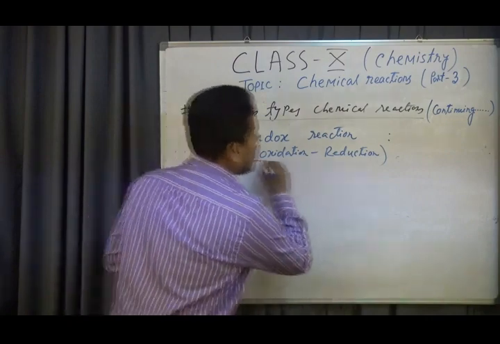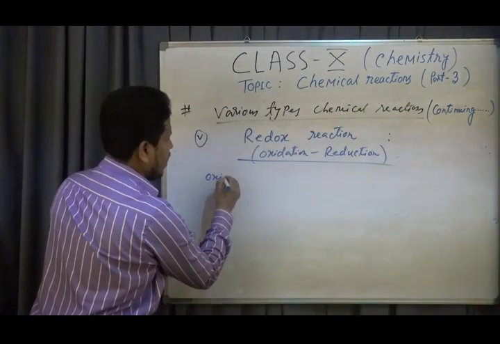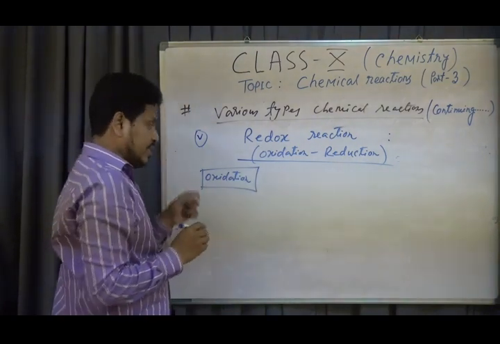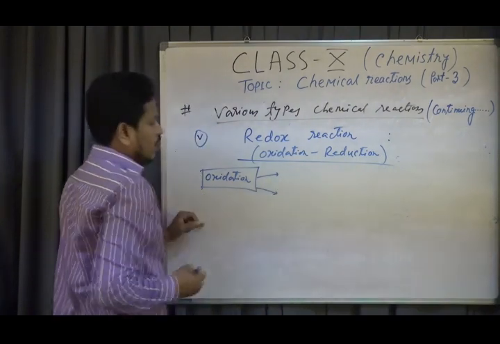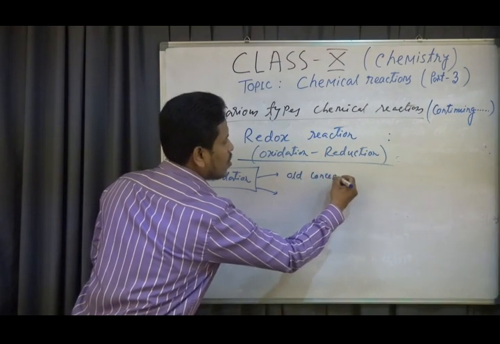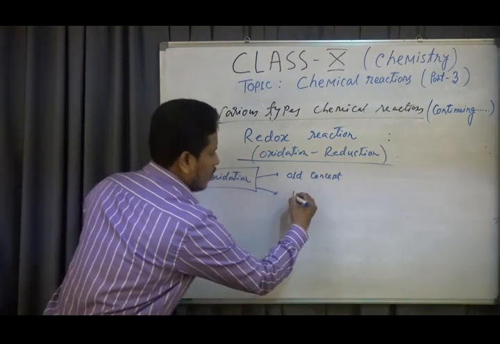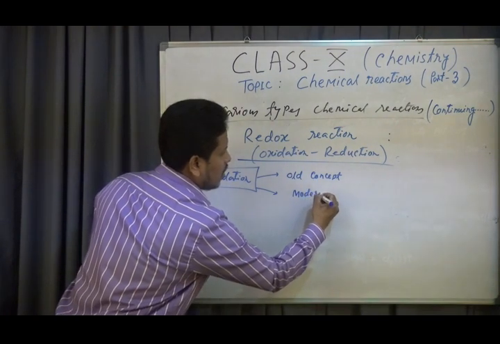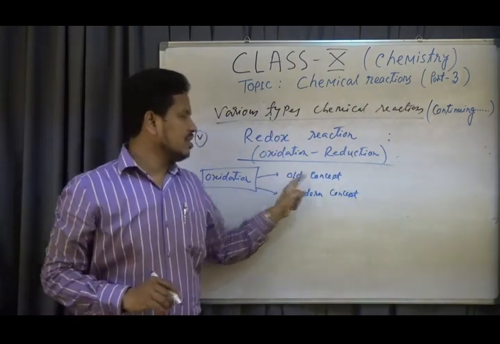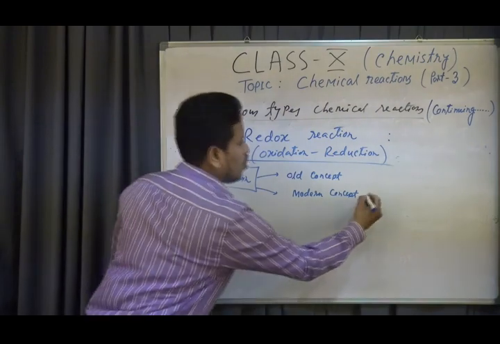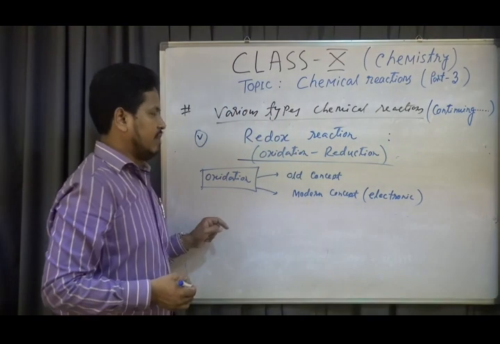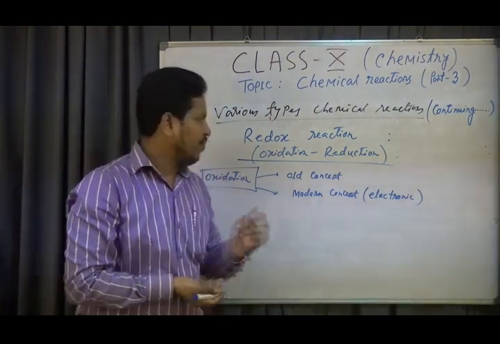Now we will discuss what is an oxidation reaction. Write down. What is oxidation reaction? To define an oxidation reaction, there are 2 concepts. One is the old concept, my dear students, the previous concept, and the other is the modern concept, also known as the electronic concept. The electronic concept is the modern concept to define an oxidation process or a reduction process.